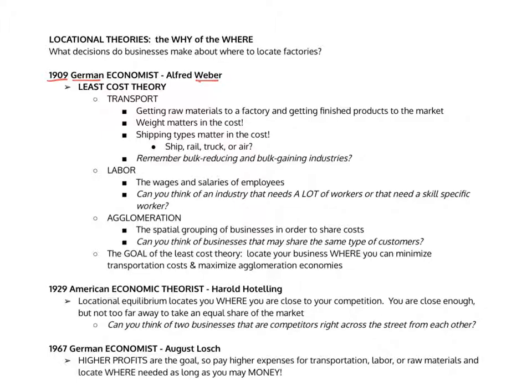All right, so Weber's thing is least cost theory. So guess what he's trying to do? Save money. Save money wherever he can. So his whole thing is save money anywhere you can to maximize profit. So you want your money to go up. Okay, so he says you have to look at 3 things to do this.